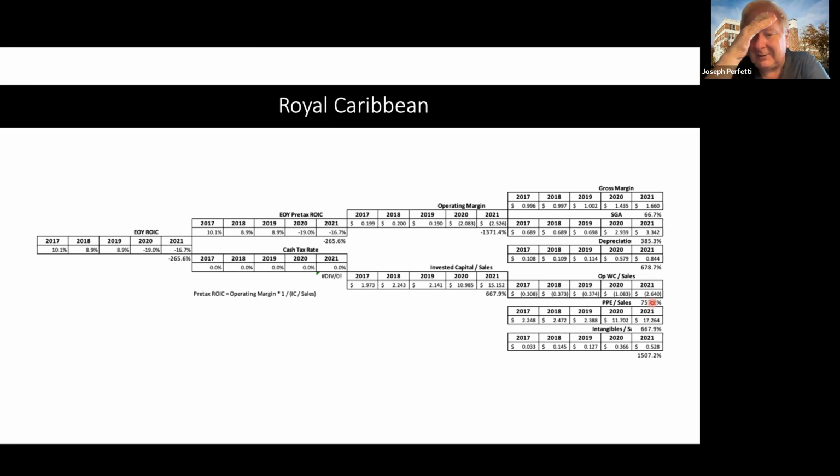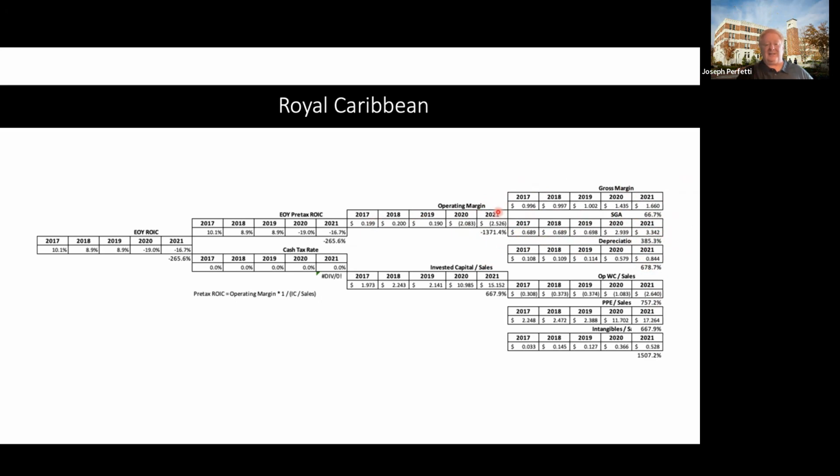Depreciation of sales spiked from 11 cents per dollar to 84 cents per dollar. Again, SG&A went from 69 cents per dollar to $3.34 per dollar. Slightly higher gross margin, but the point is the cost to operate the ships, the amount of depreciation, those spiked, which plummeted their operating margin. And so 2020, 2021, high fixed costs, lost a bunch of revenue. They lost a lot of money.